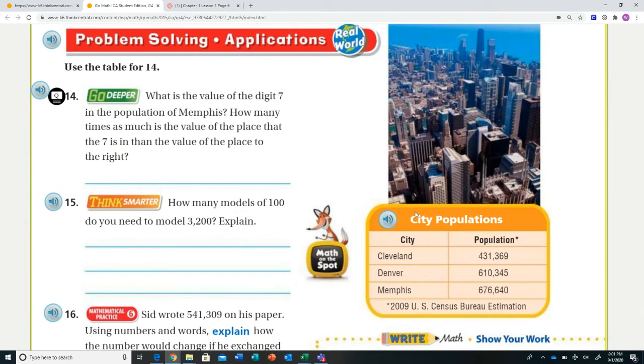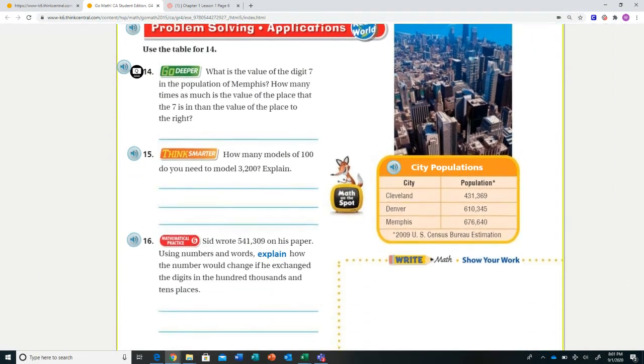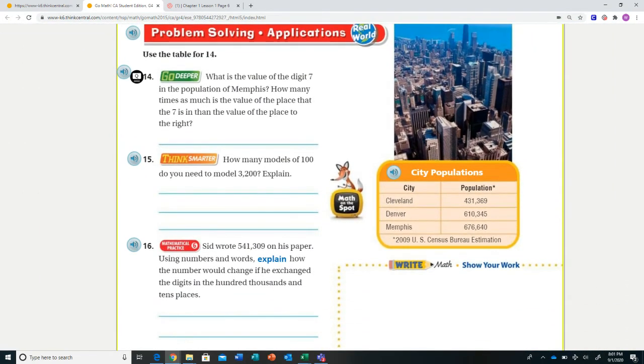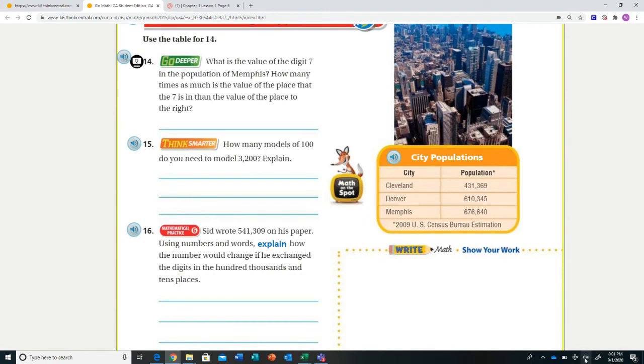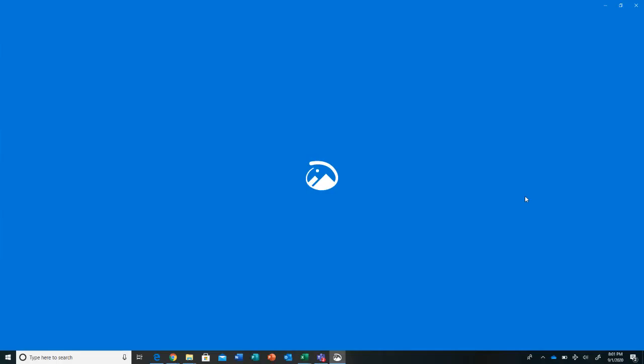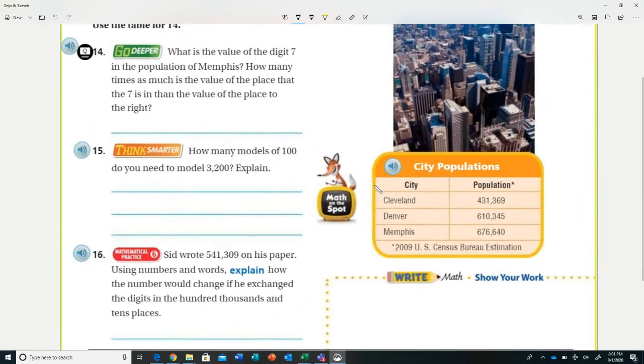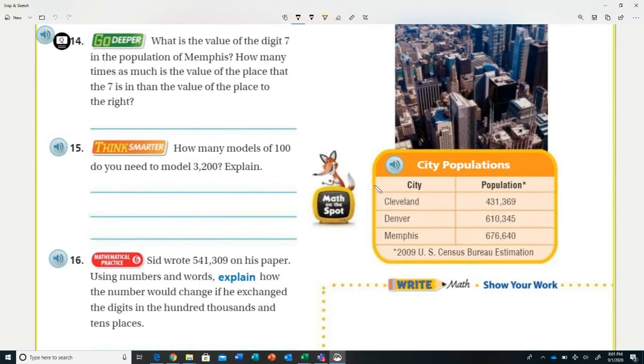So, and actually I should have read a little bit more. Use a table for question 14. That looks good. We're going to use that kind of goldeny yellow orangish table right there where it has city populations. That is a table of information. And we're going to look here at Memphis.